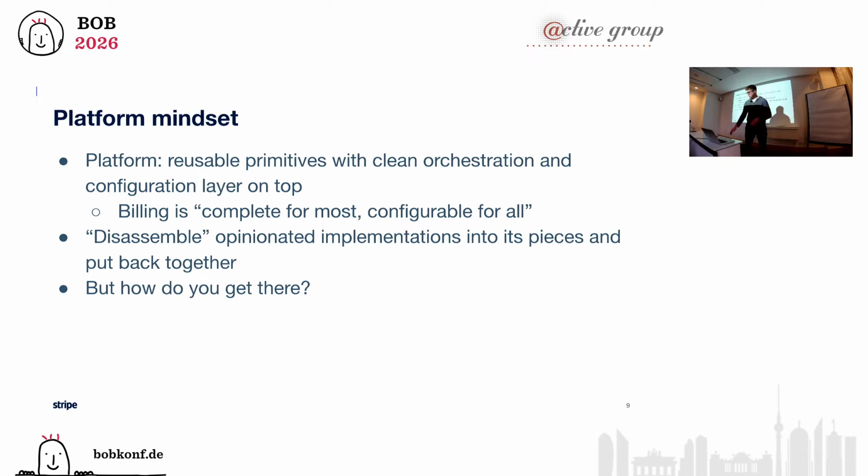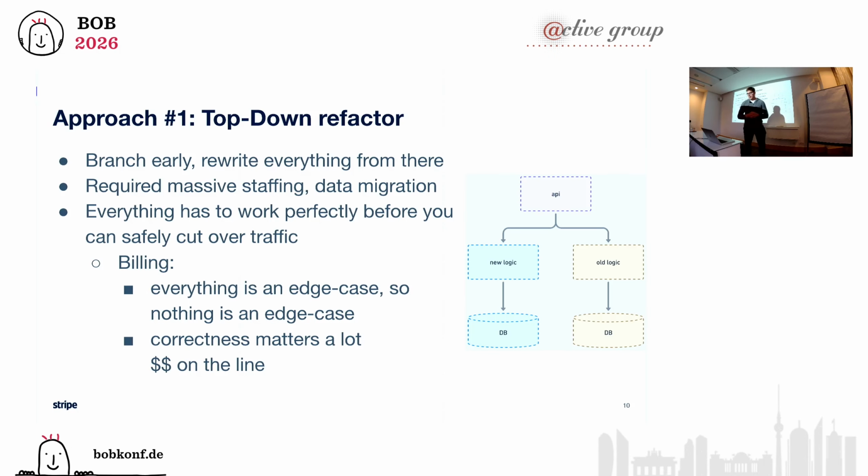So we actually tried a few approaches. The first approach that we tried is what I call a top-down refactor. So basically, you have an API request coming in. The first thing you do in the API request is you branch, and you have your old logic and your new, clean implementation running.